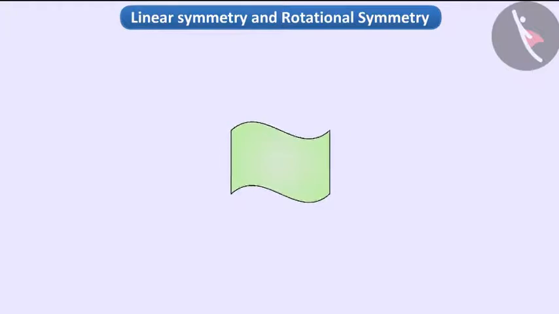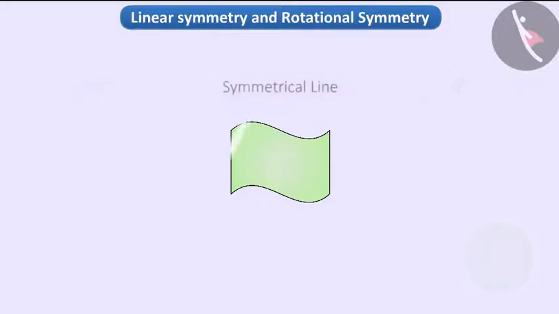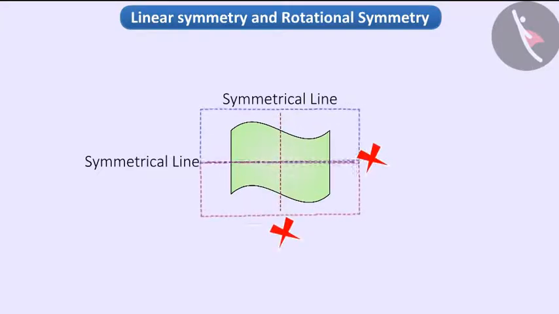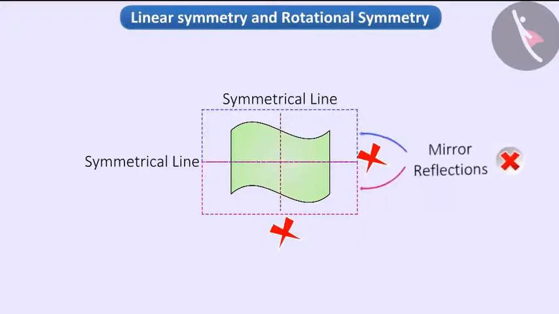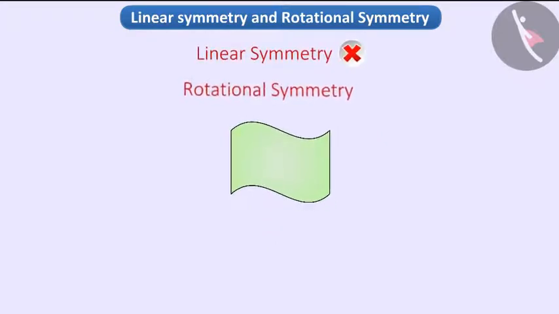Now look at this shape and tell whether it has linear symmetry and rotational symmetry or not. In this shape, we cannot draw a symmetrical line in any way, so that we get two parts of the shape which are mirror reflections of each other. In this way, we can say that the figure does not have linear symmetry. Does it have rotational symmetry? Think.